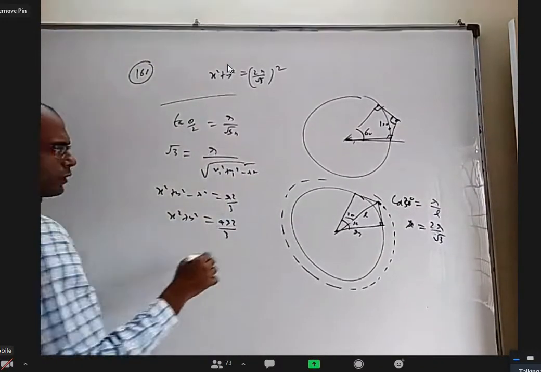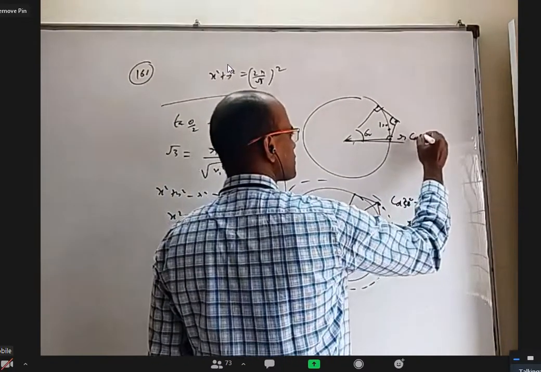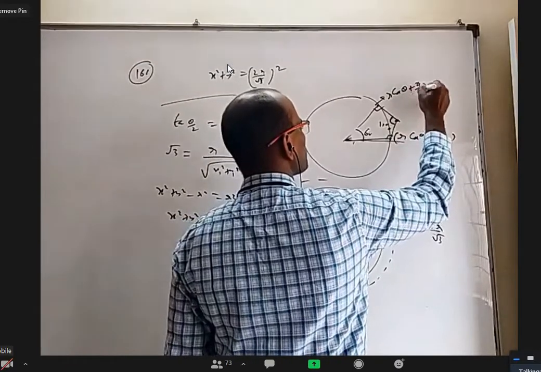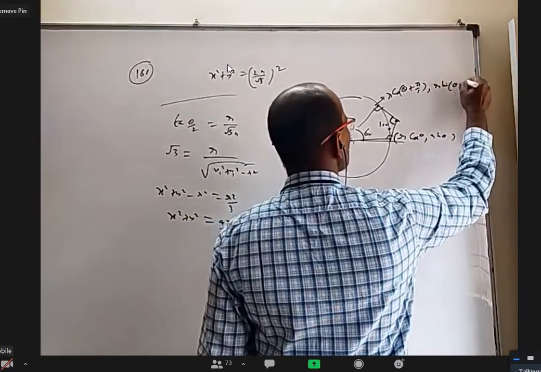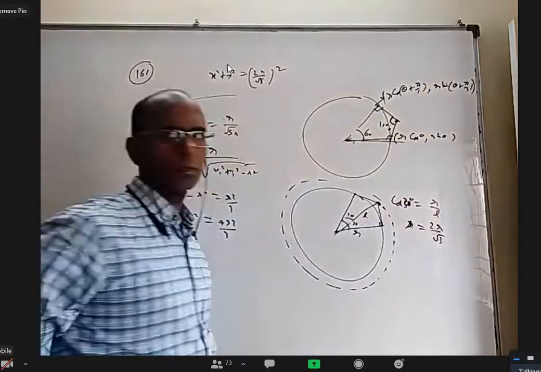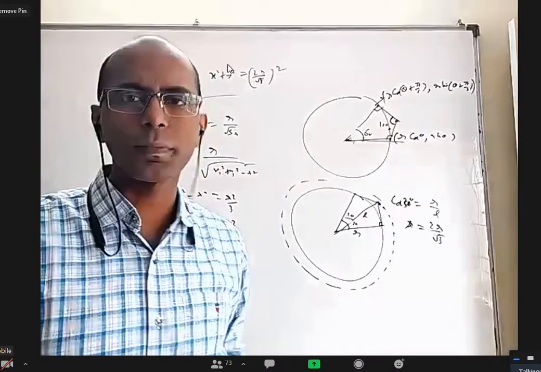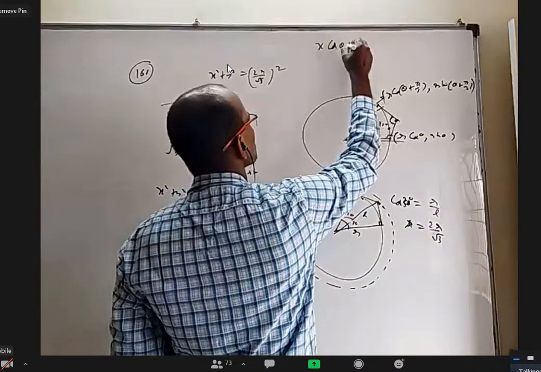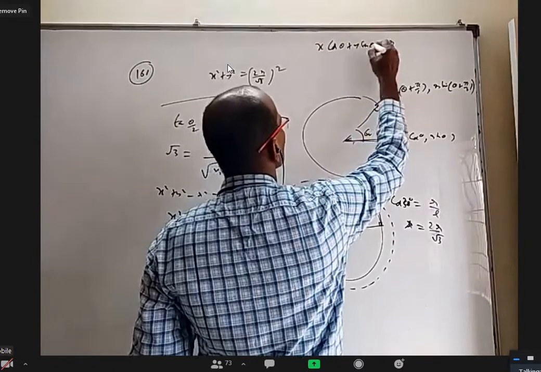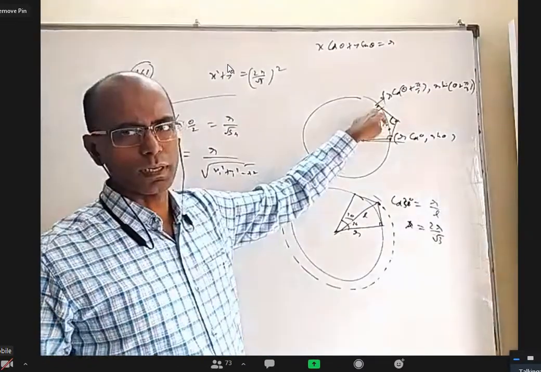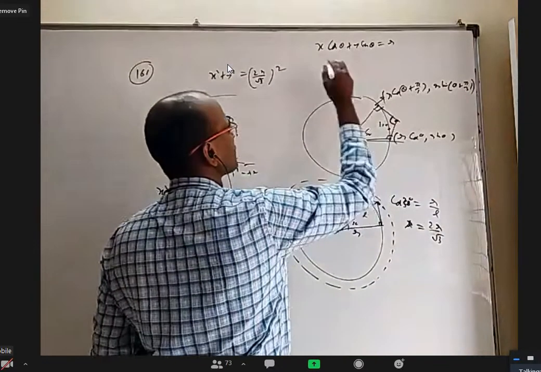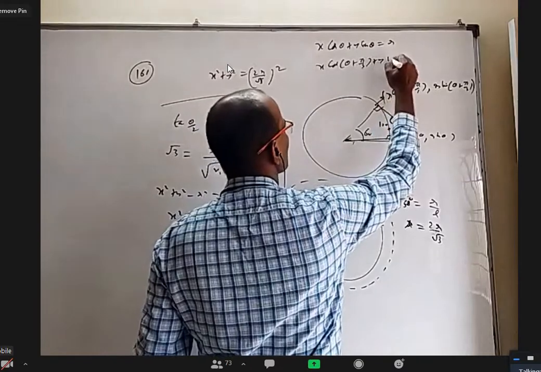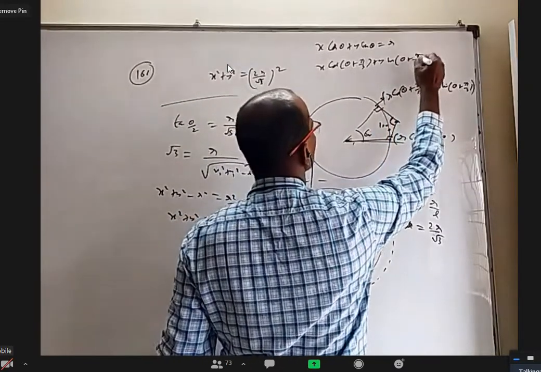One more method. If I take this point as r cos theta comma r sin theta, this point will be r cos theta plus pi by 3 and r sin theta plus pi by 3. Because the parametric angle has to be pi by 3 more or pi by 3 less. And what is the equation of tangent at this point? It is x cos theta plus y sin theta equal to r. What is the tangent at this point? Simply replace theta with theta plus pi by 3. X cos theta plus pi by 3, y sin theta plus pi by 3 is equal to r.